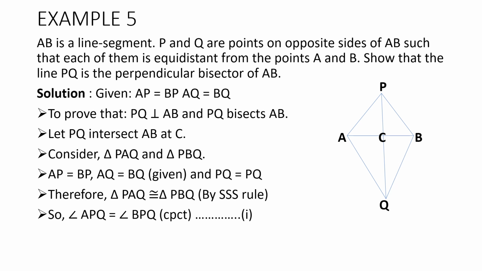First of all, let PQ intersect AB at some point C. So now consider the triangles PAQ and PBQ. In these two triangles, AP and BP are equal. AQ is equal to BQ. This is also given. Also PQ and PQ is the same line. So by SSS rule, these two triangles will be congruent. So by corresponding parts, CPCT, you have angle APQ is equal to angle BPQ. Let this be 1.